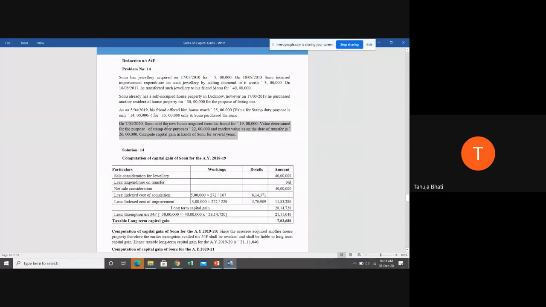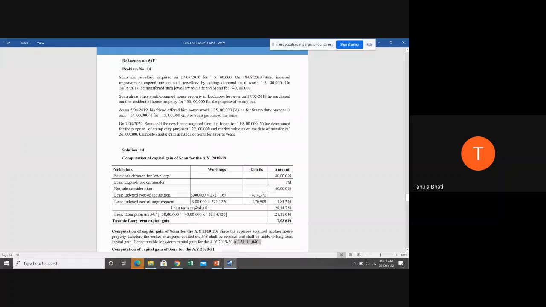And on 7/4/2020, Sonu sold the new house acquired from his friend for 19 lakhs. Value determined by the stamp duty is 22 lakhs and the market value as on the date of transfer is 26 lakh. So let us see. Since Sonu acquired another house property, the earlier exemption availed under section 54F shall be revoked and shall be liable to long-term capital gain.